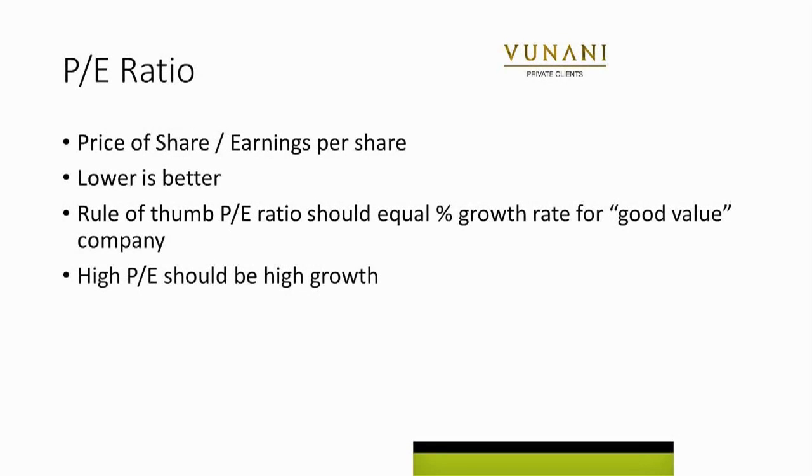Something we covered before, we've talked about that a number of times, is the PE ratio. The PE ratio basically is the price of a share divided by the earnings per share. And again, generally, there's a rule of thumb here. Lower is better. Why? If the price of the share is quite low compared to the earnings you get from it, that means you're probably getting a share that is reasonably good value.